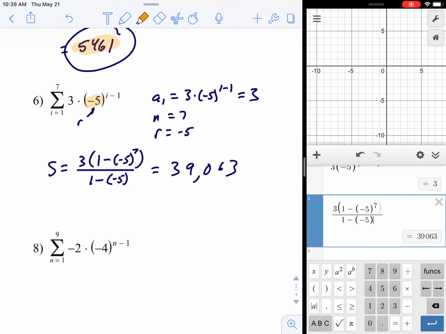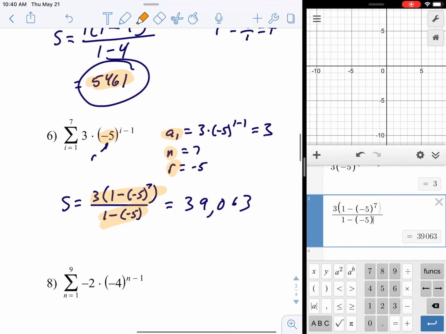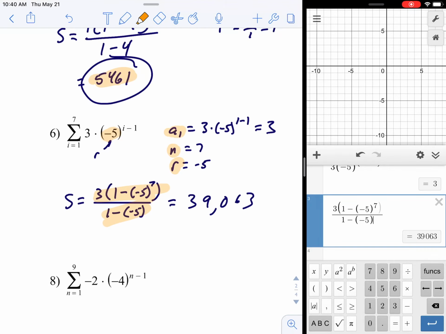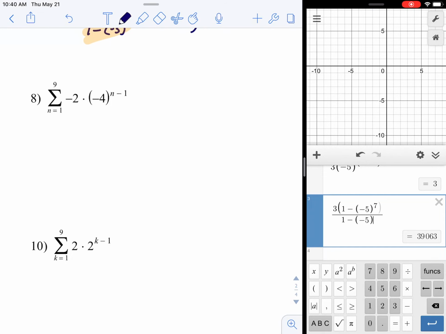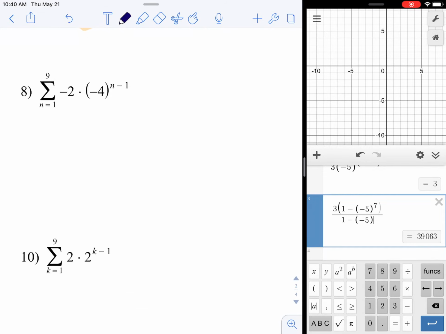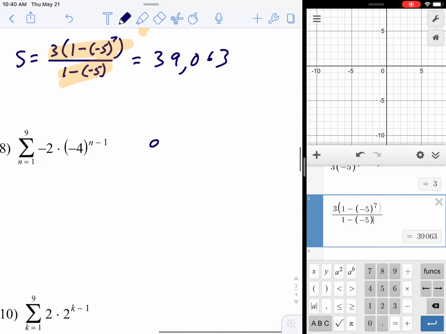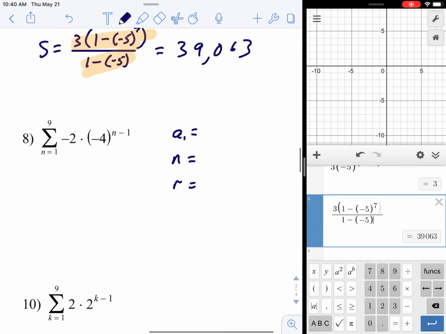So, just like the last problems, A1, N, and R are what you need, and then you plug them into this formula. Unlike the last problem, you have to know where to extract these numbers from by understanding that notation. Since repetition is good, let's do number 8. So we need A1, N, and R. A1 is the first term. It's what you get when you plug in a 1 right there.